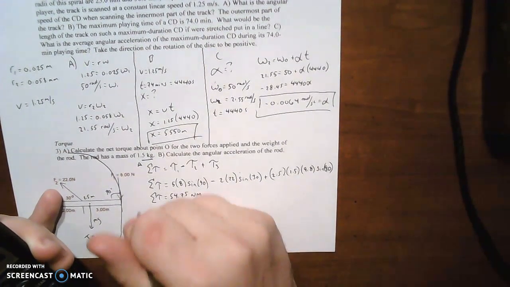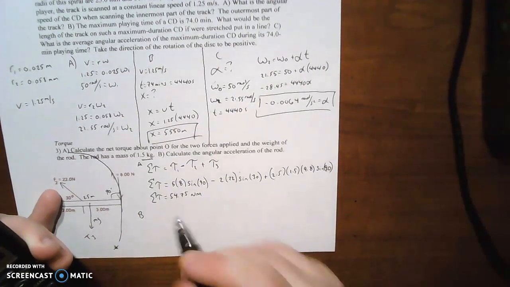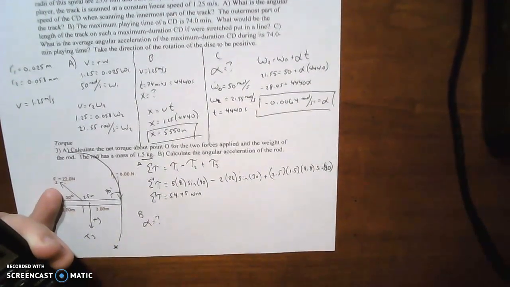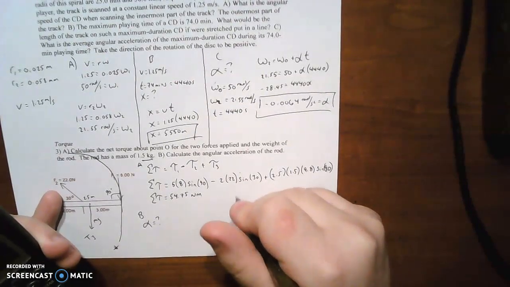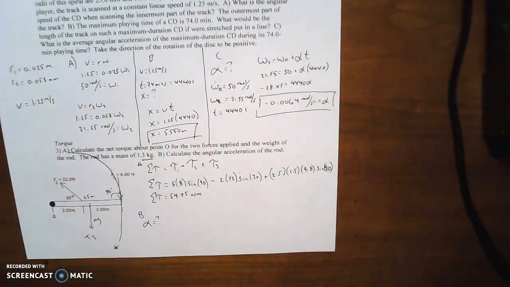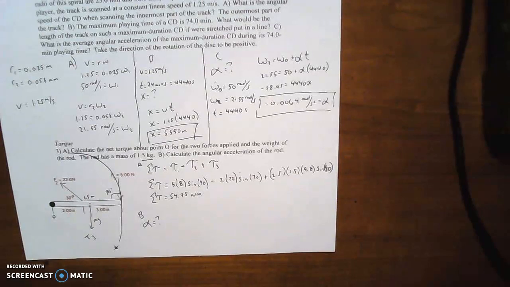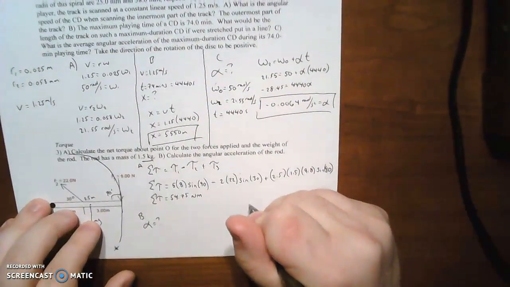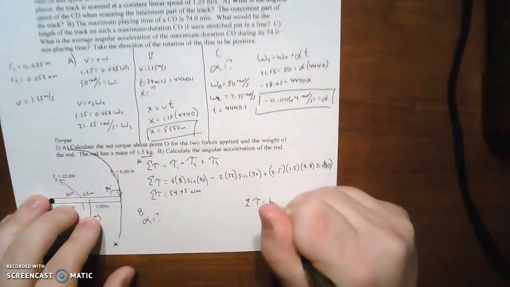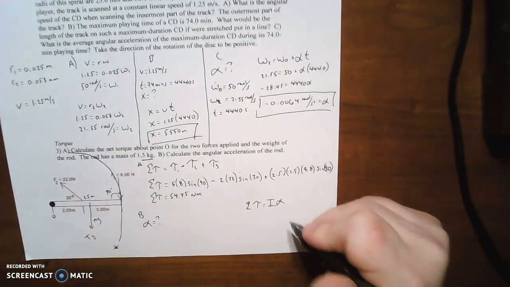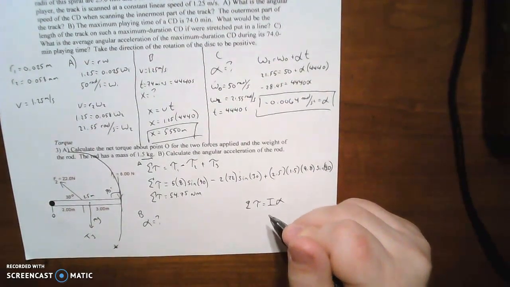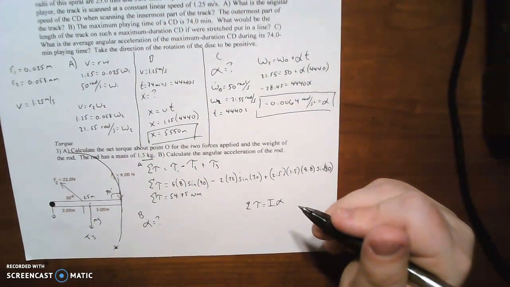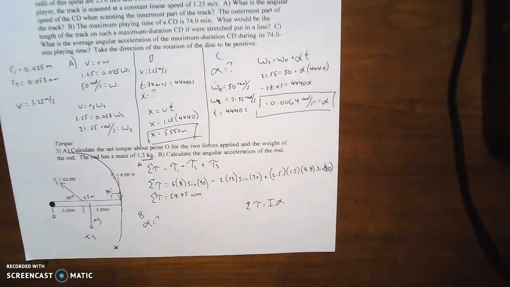Now, letter B asks us to find the angular acceleration of the rod. To do that, we want to use the net force equation, but the angular net force equation. So let's pull that up here in a second. We're looking at this equation here. We want to use sigma tau equals I alpha. Looking for alpha, we know sigma tau, but we need to figure out what I is. So let's take a look back in our I section here.